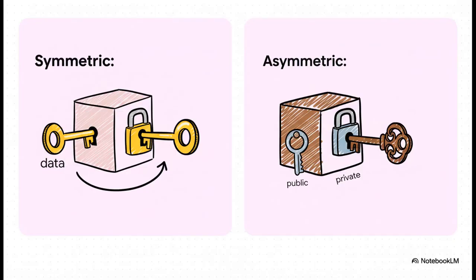Now, cryptography comes in 2 main flavors. You've got symmetric, which is like a simple house key. The very same key locks and unlocks the door. It's fast, it's simple. Then you have asymmetric, which is more like a mail slot on your front door. Anyone can drop a letter in through the public slot, but only you, with your private key, can open the door and get the mail. It's a bit slower, but way more secure for sending things over the internet.